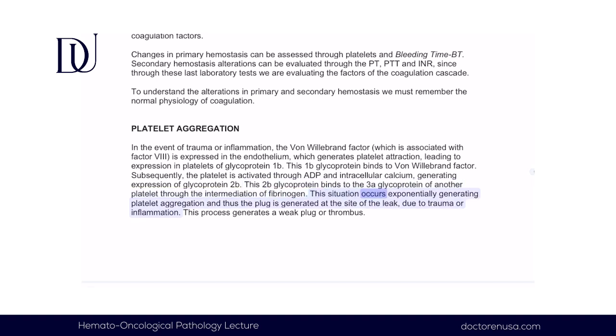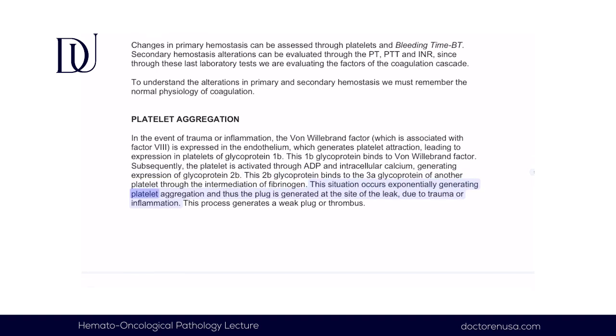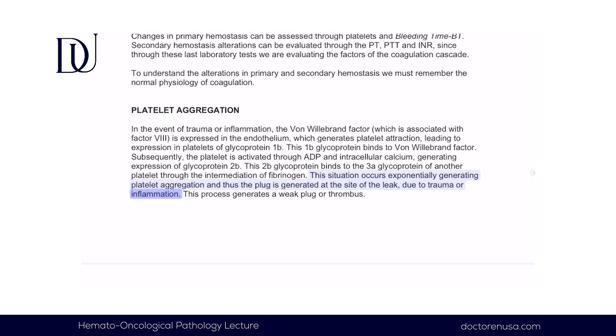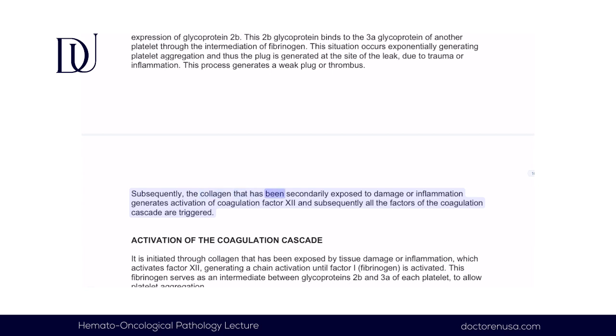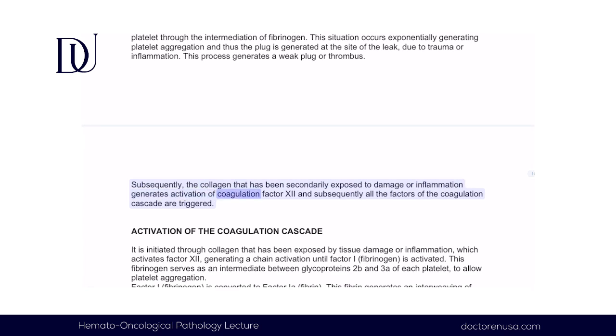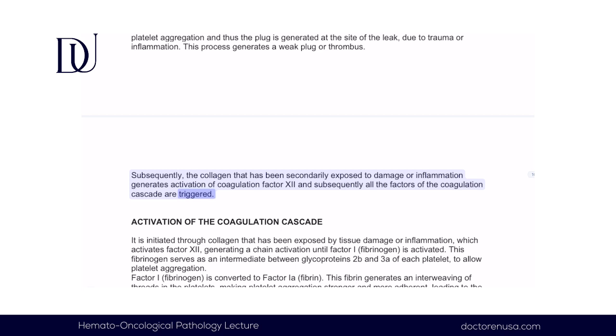This situation occurs exponentially, generating platelet aggregation, and thus the plug is generated at the site of the leak, due to trauma or inflammation. This process generates a weak plug or thrombus. Subsequently, the collagen that has been secondarily exposed to damage or inflammation generates activation of coagulation factor 12, and subsequently all the factors of the coagulation cascade are triggered.